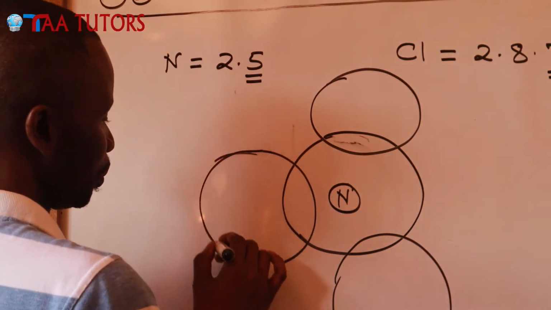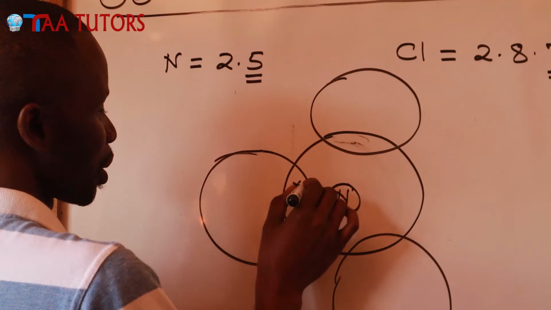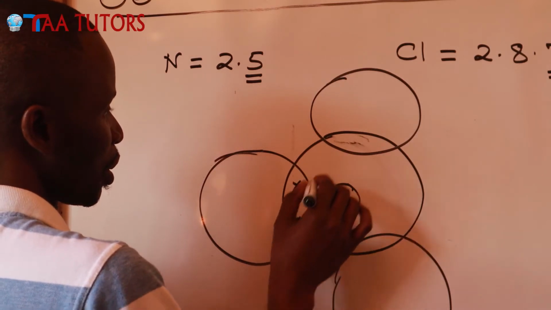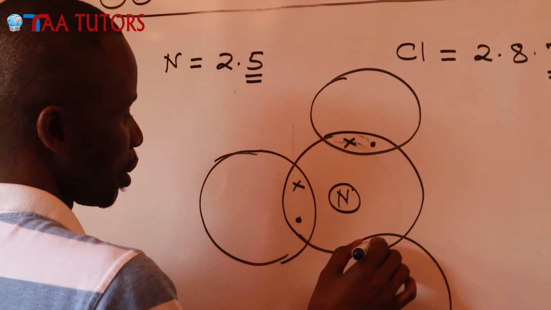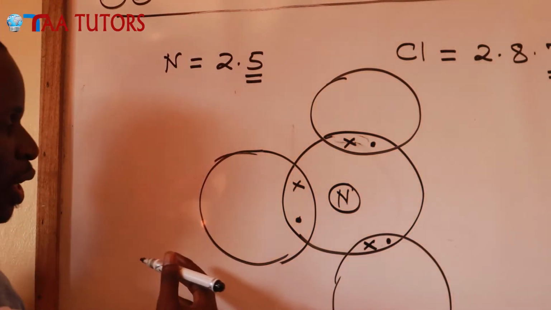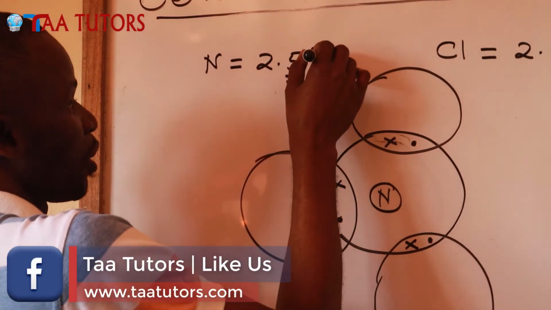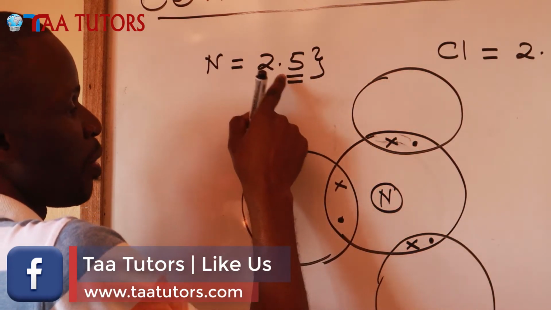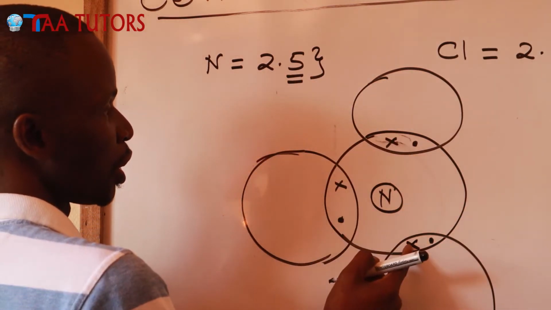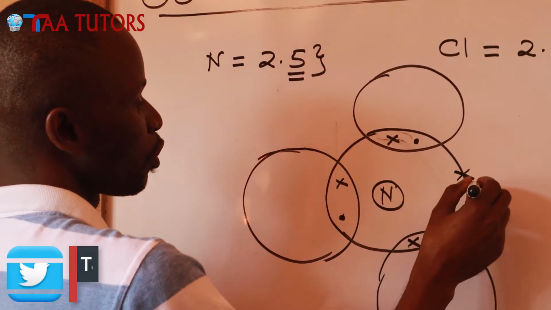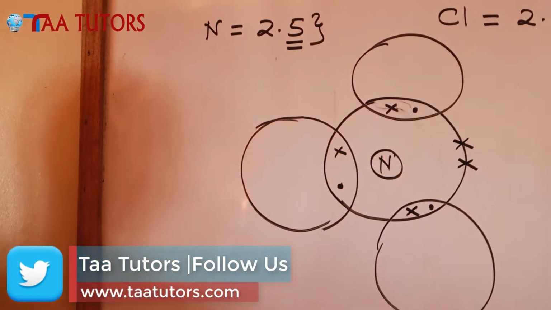So we say this is dot, cross, dot, cross, dot, cross. And let the crosses be the electrons of nitrogen. If the outer energy shell had 5, but we have indicated 3 crosses, it means that 2 are remaining. Those 2 become a lone pair of electrons out there.